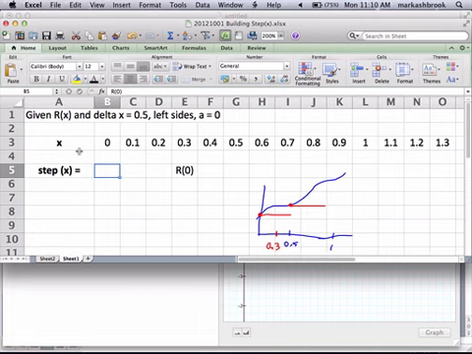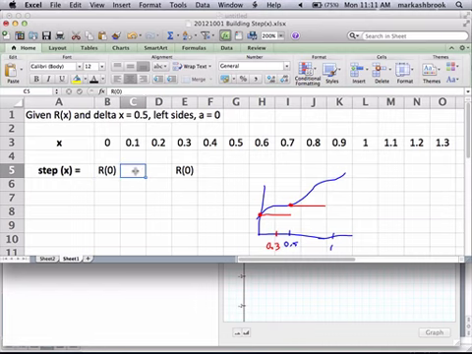We're looking at the value of step at 0.5. Okay, Savannah, what will step be at 0? R of 0. Because that's like this point right here. It's the same, right? Yep. Okay?